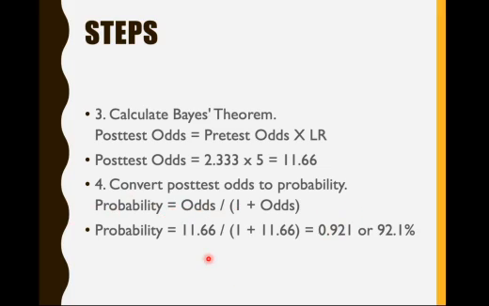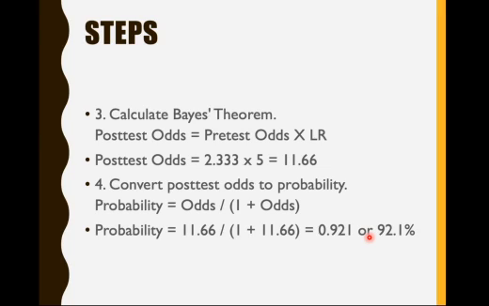So the odds are 11.66 divided by 1 plus 11.66, that's 12.66. So 11.66 divided by 12.66 is equal to 0.92, or 92%. That's the post-test probability, 92%.